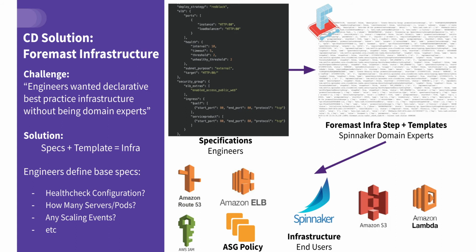But in addition to that, we extend into the delivery. Foremast is two-part software. It also does your pipelines, but it also does your infrastructure. So again, engineers just wanted the best practice infrastructure without having to be domain experts. Same concept. You take a spec, you take a given template, and that infrastructure is created for you. Things like, what's my health check? How many servers, how many pods do I need in my application? Any scaling events? Do you need shadow capacity? Do you need to auto-scale on memory? Do you need to auto-scale on CPU? Ports to expose, et cetera.